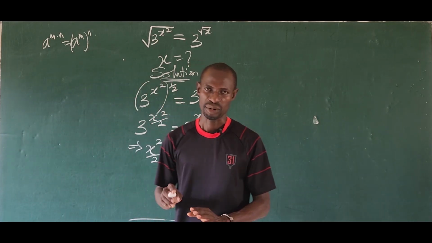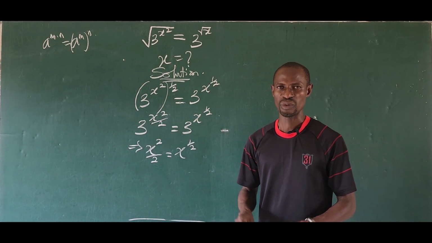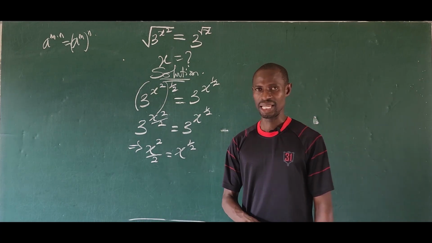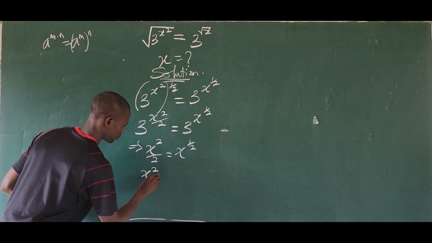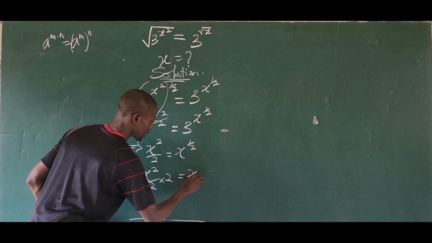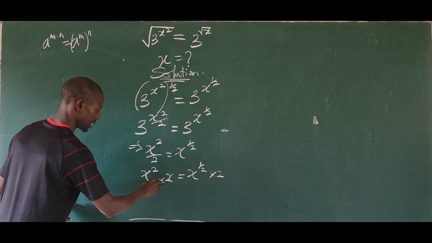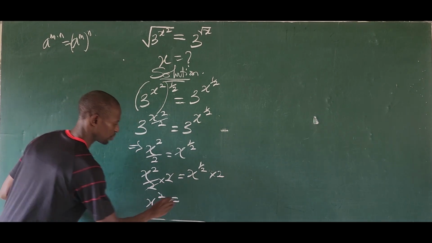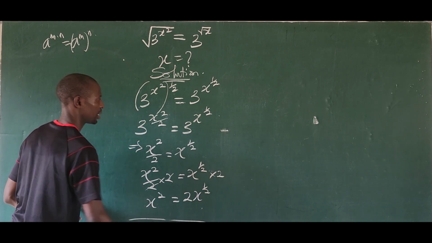Easy. But we still have a fraction on the left-hand side of the equation. So we eliminate the fraction by multiplying with 2. This gives us x to the power of 2 over 2 times 2 equal to x to the power of 1 over 2 times 2. This and this will cancel. So we are now left with x to the power of 2 is equal to 2 times x to the power of 1 over 2.